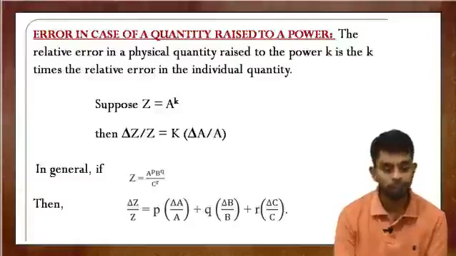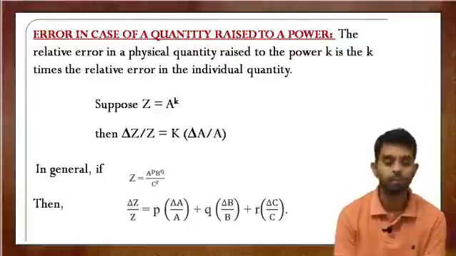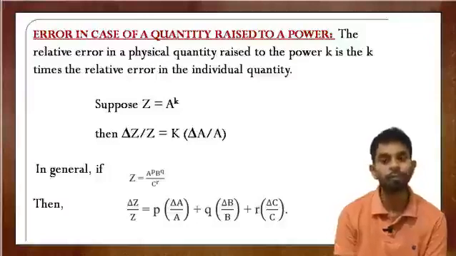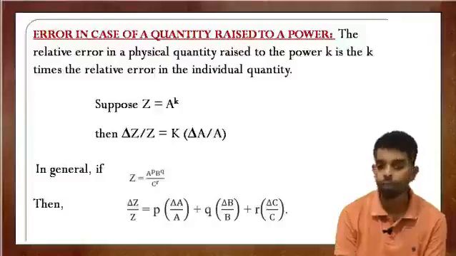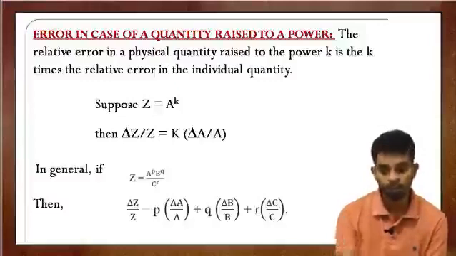So in general, we can write the formula Z is equal to A to the power p, B to the power q and C to the power r. So the relative error in Z, del Z by Z, is equal to p times del A by A plus q times del B by B plus r times del C by C.